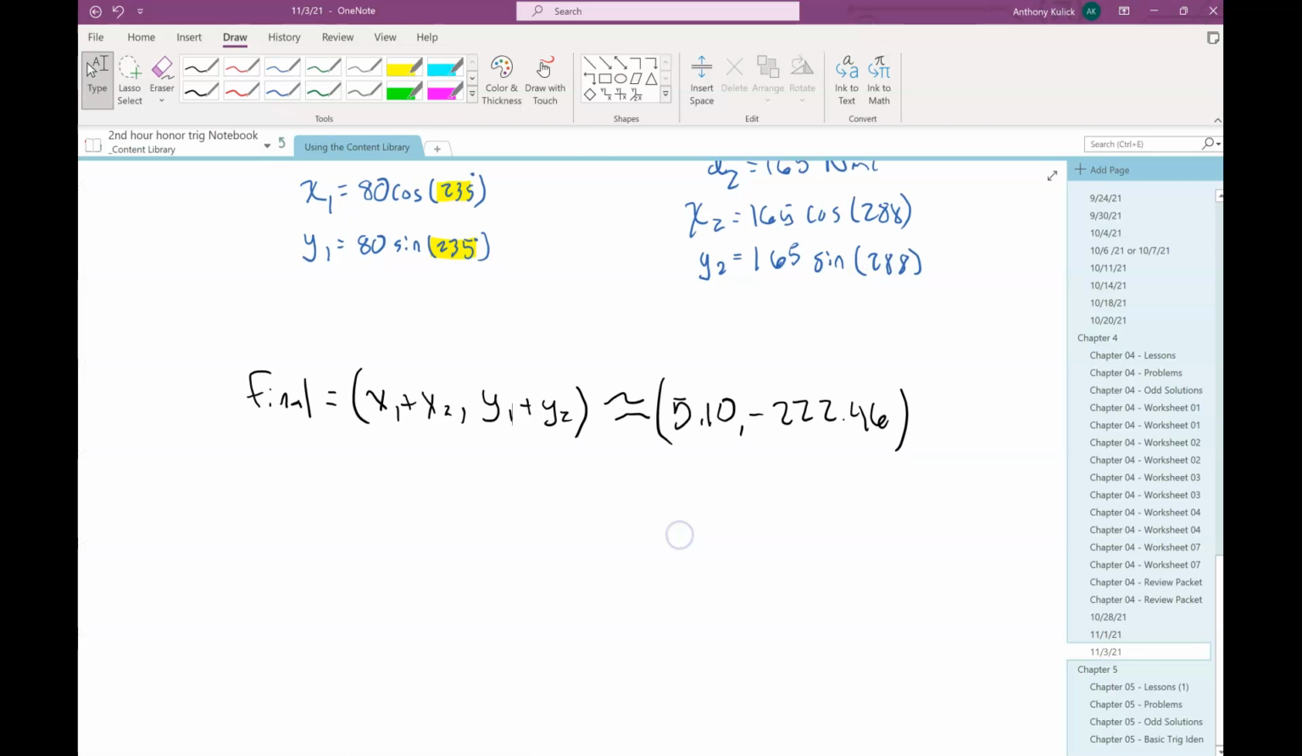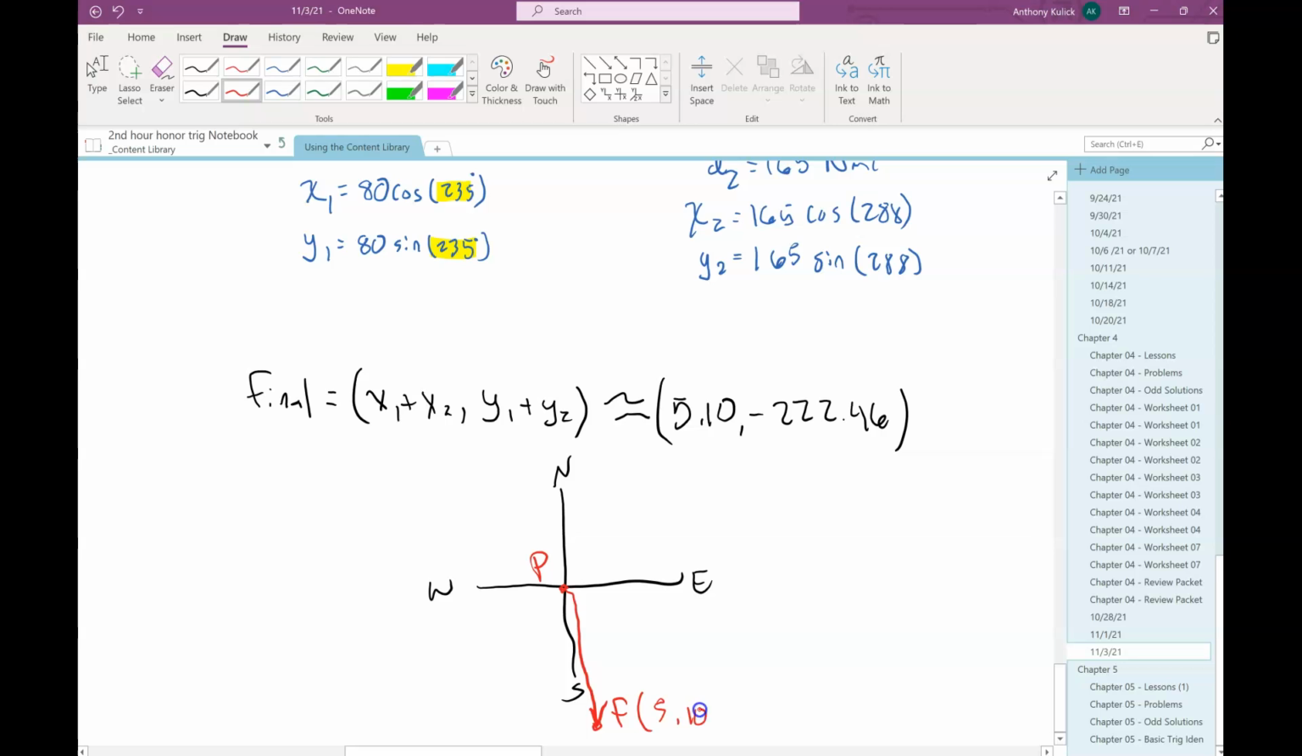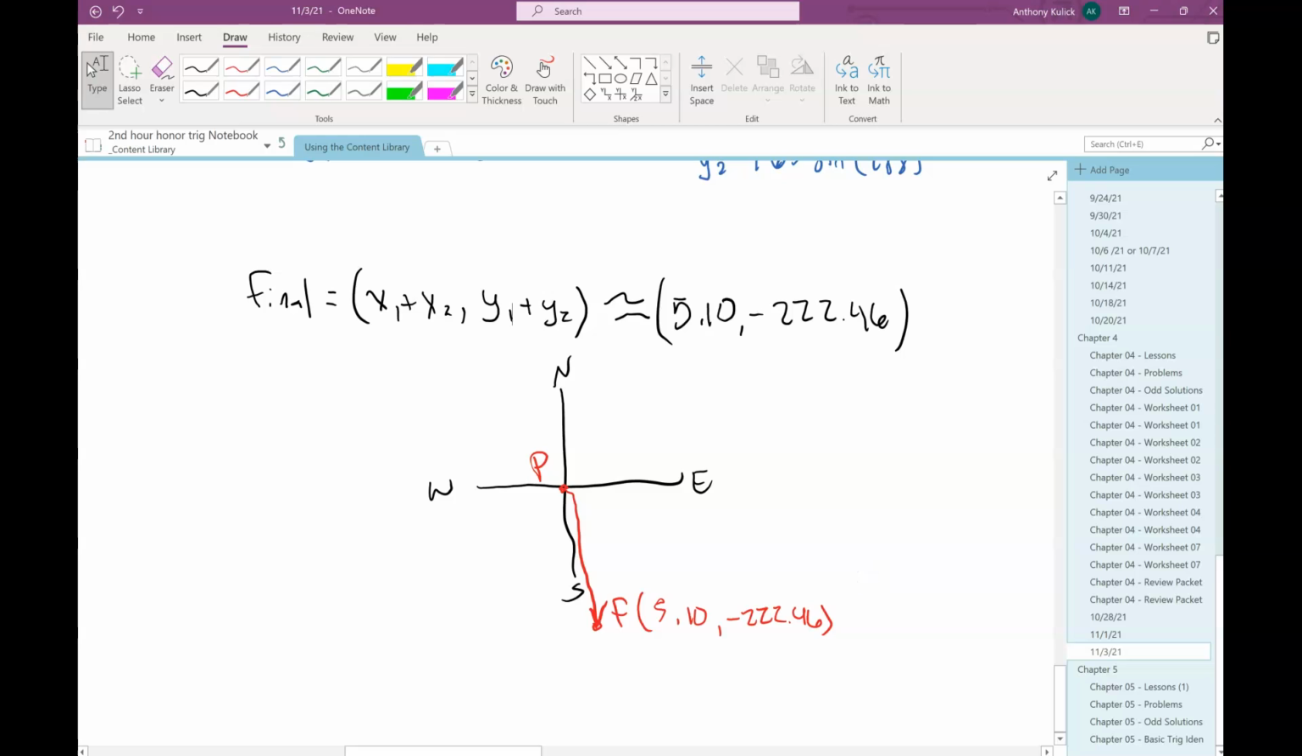So what this is saying then is that here's the port, and our final position, we're going 5 over and like 200 down. So our final distance is going to be represented by the length of that segment. Essentially it's going to be the distance between points P and F.